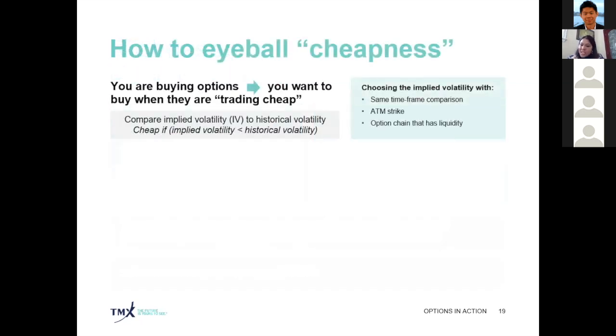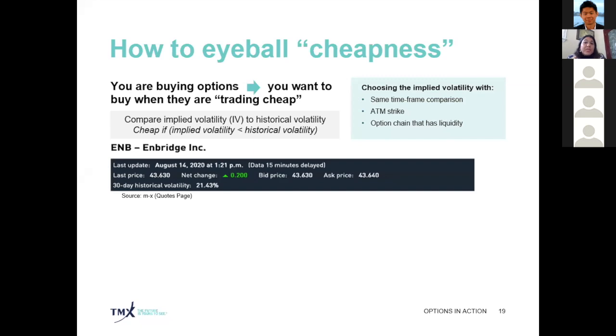I'm going to teach you a really quick and dirty way of how to eyeball cheapness with the data that's available to you. Many of you may not have access to Bloomberg, for example, so we're going to use the data available on the Montreal Stock Exchange website. You go to trading quotes, and we're going to compare the implied volatility to historical volatility. First, we look at the historical volatility. We have the 30-day historical volatility available for Enbridge, which is 21.43%. Now we have to look at a very similar implied volatility, choosing the same time frame, at the money strike and an option chain that has liquidity.